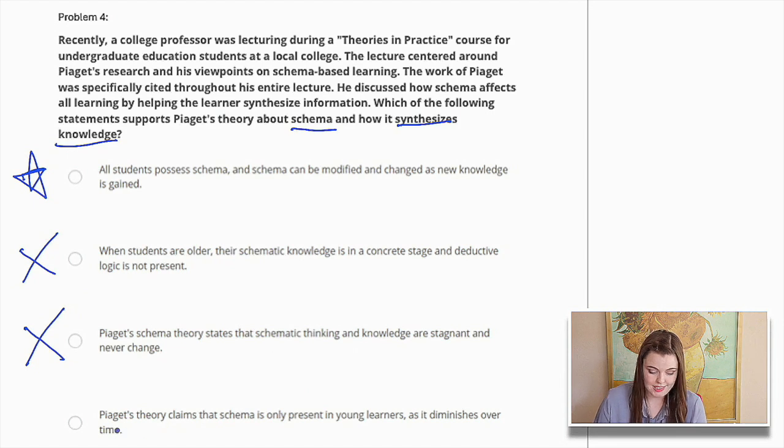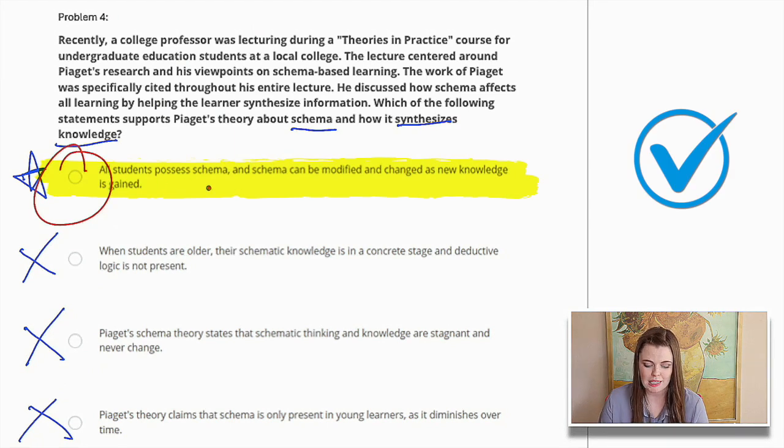Piaget's theory claims that schema is only present in young learners as it diminishes over time. No, because Piaget believed that as you are exposed to your environment, you're exposed to new things, you change, and adults are exposed to many new things all of the time, so that's probably not our answer choice either. So we're definitely going to go with the first one. All students possess schema, and schema can be modified and changed as new knowledge is gained.